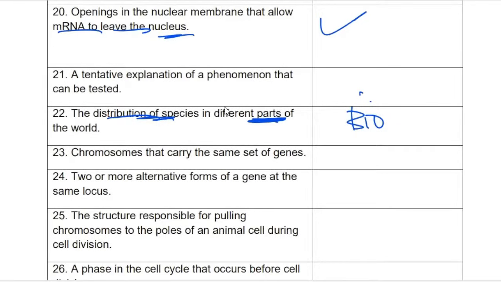Then they're saying that chromosomes that carry same set of genes. How do you call those chromosomes? Homologous chromosomes, meaning that when they look at it, they look like that. They're saying two or more alternative form of a gene at the same locus. It means that either this or this, for example, capital R, small r, something like that, we call them alleles.